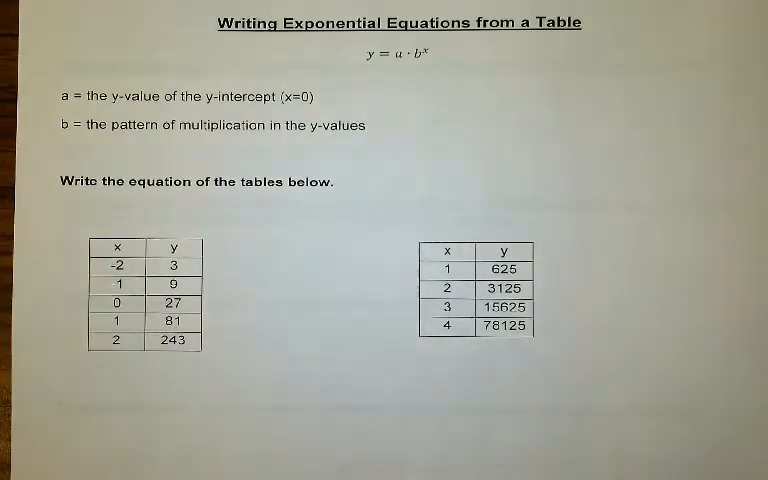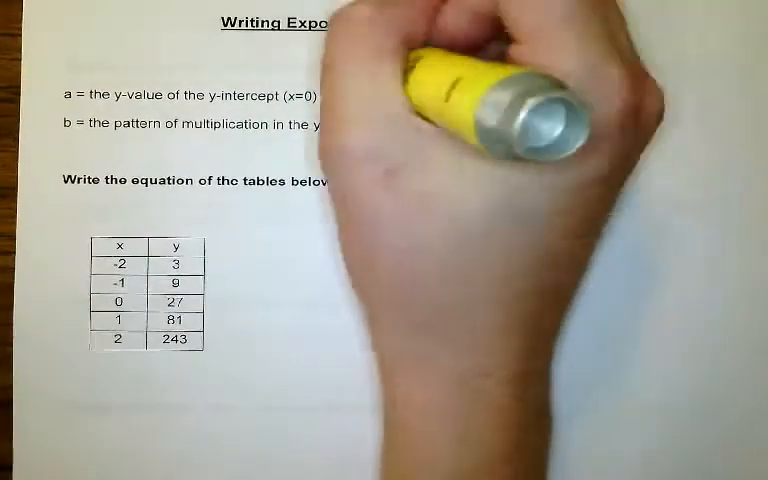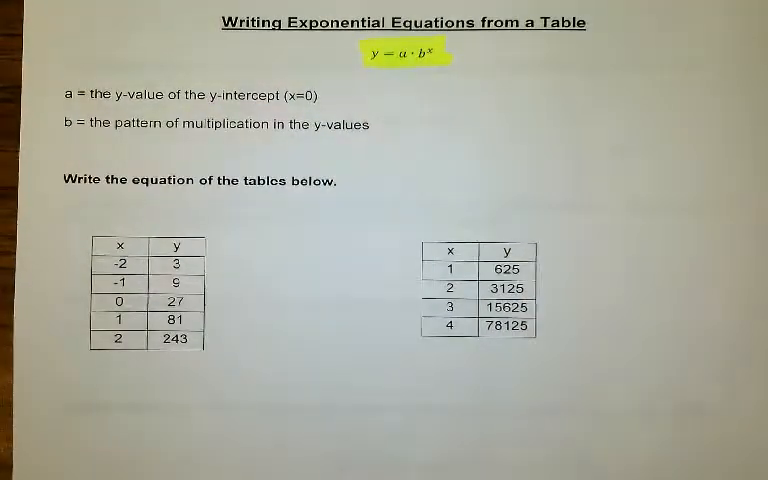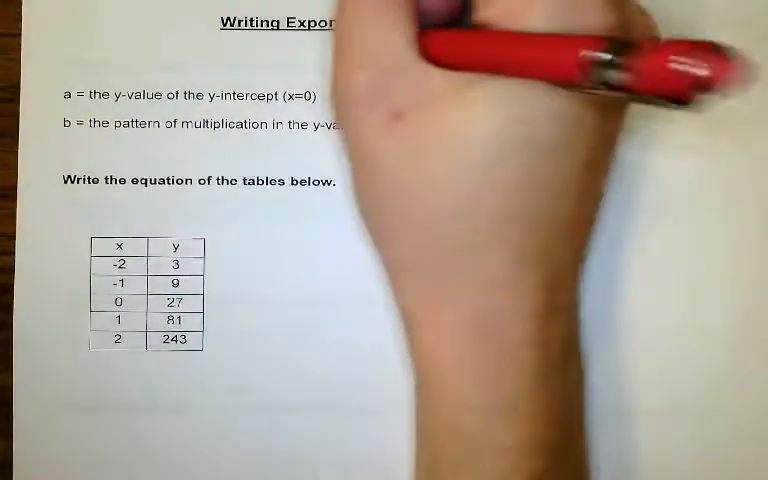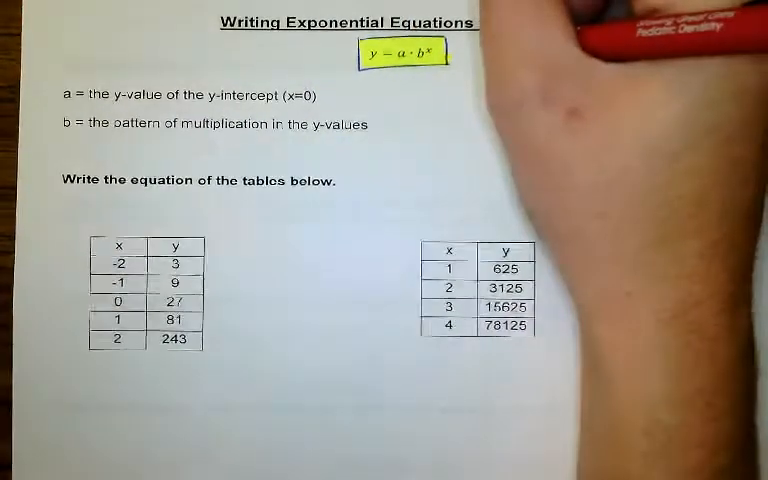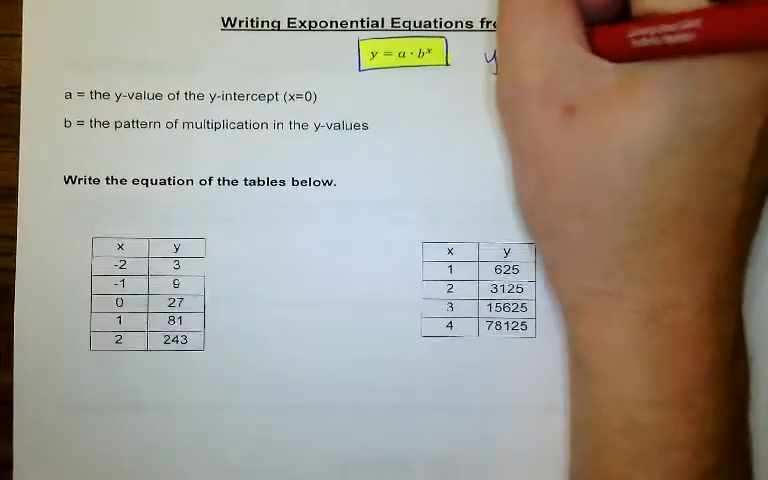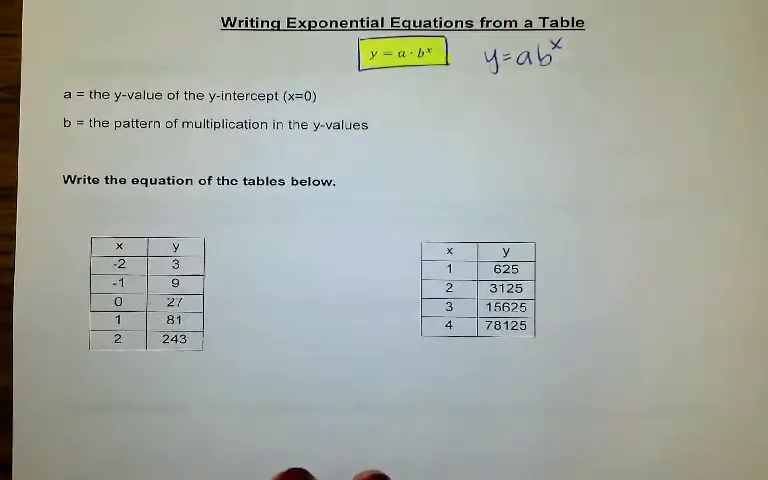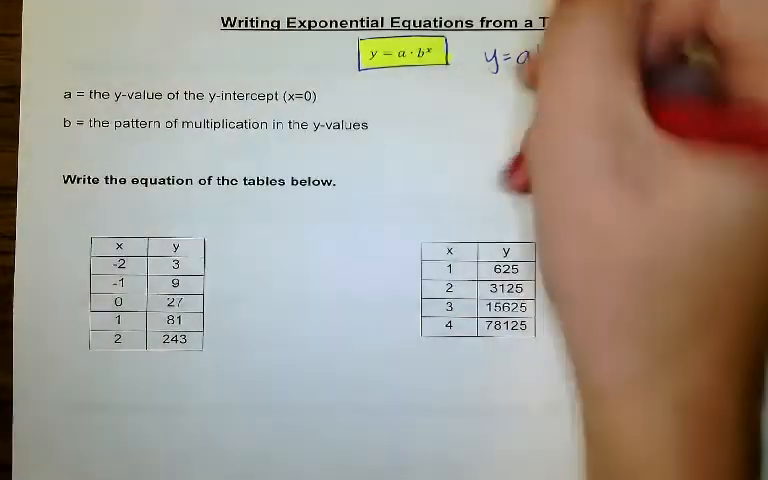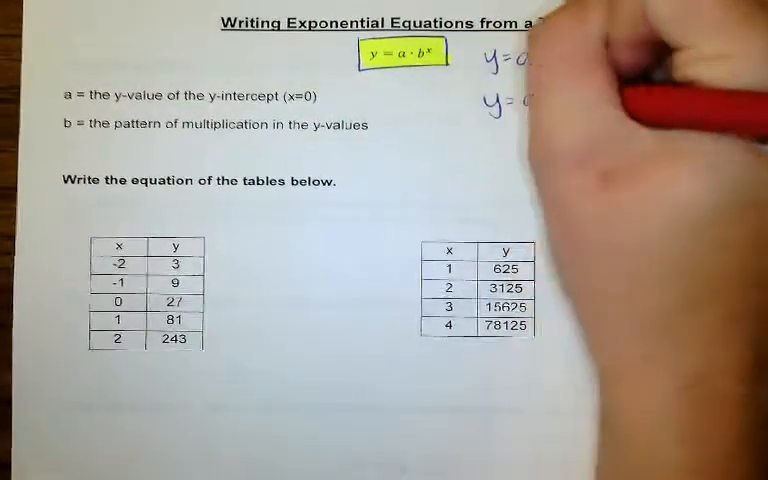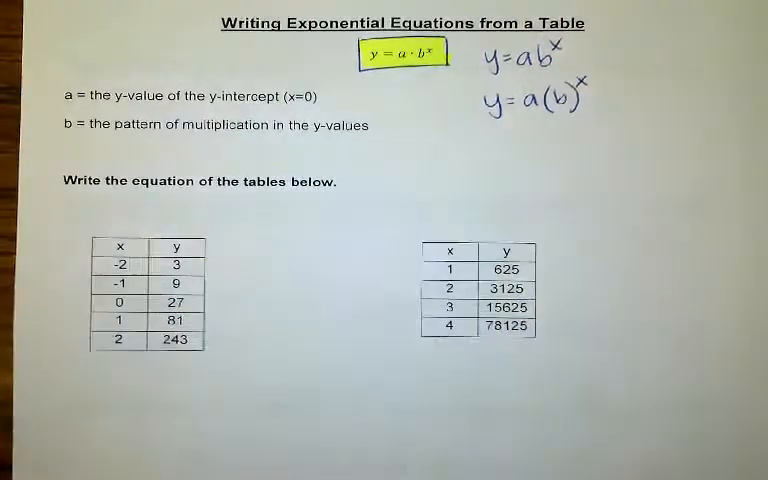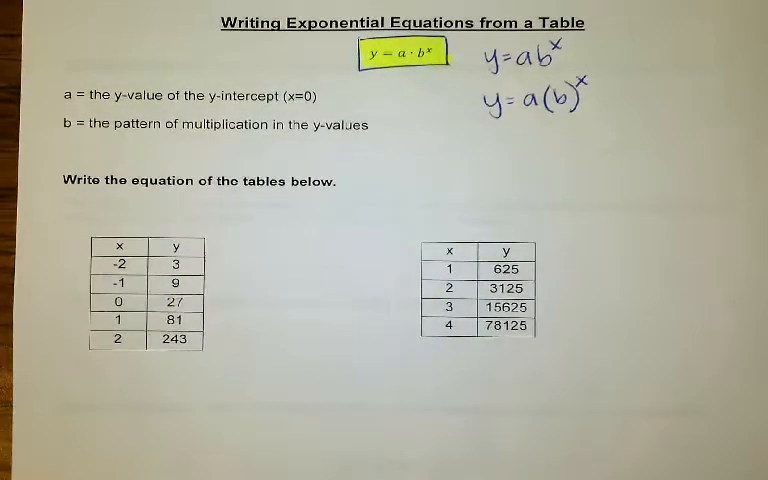These exponential functions from a table. And so it's super important that you remember that this is our function, y equals a times b to the x. You can also see it a couple different ways. You could write it as y equals ab to the x without the little multiplication sign. You also can see it as y equals a times b to the x. You can write it all those ways and it's totally acceptable.